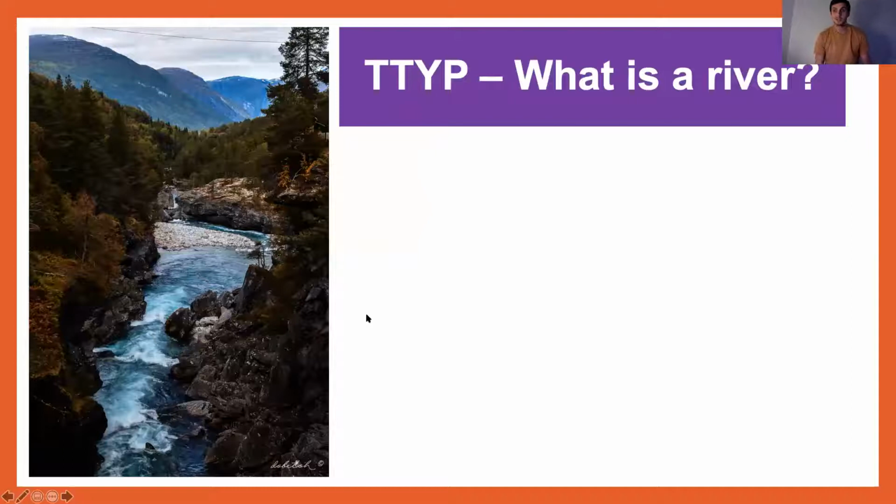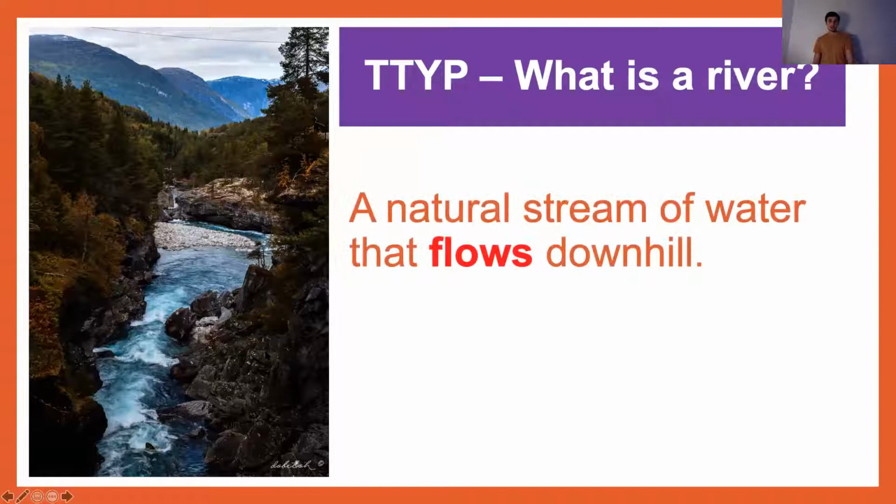Let's move on. So, pause this video, have a little think. What is a river? There's a picture of a river on your screen there. Well done if you said that it's a natural physical feature. It's a natural stream of water that flows downhill, so they are not man-made. Rivers are not man-made, they are natural.